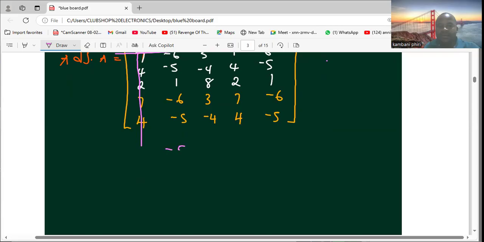Negative 6, 5. You don't need to rewrite. You can just go straight, but for someone to be able to follow nicely, let me rewrite it.